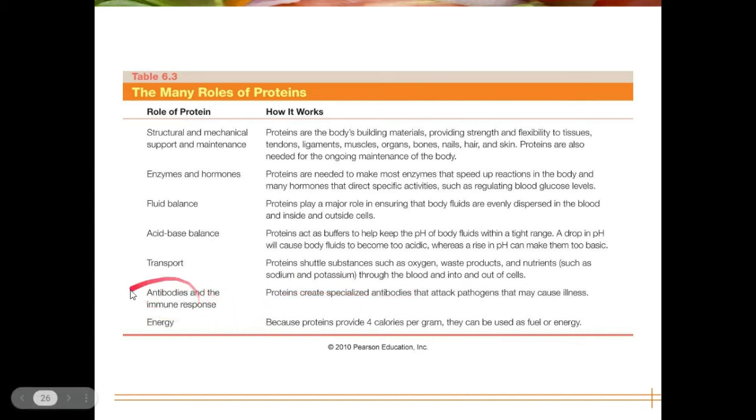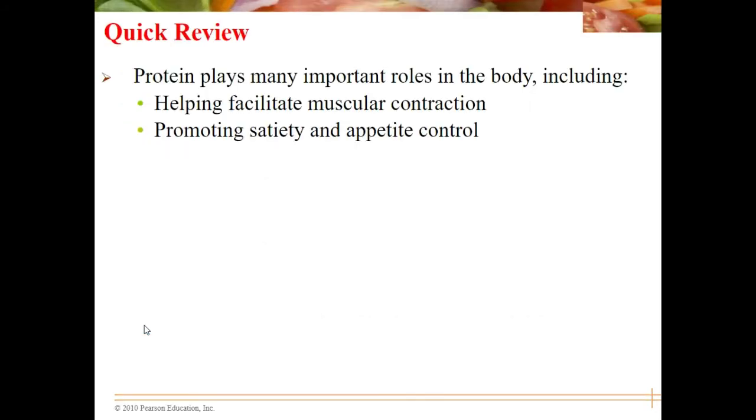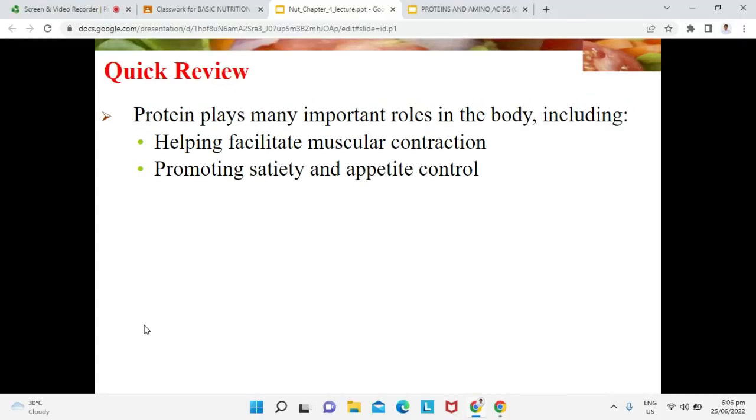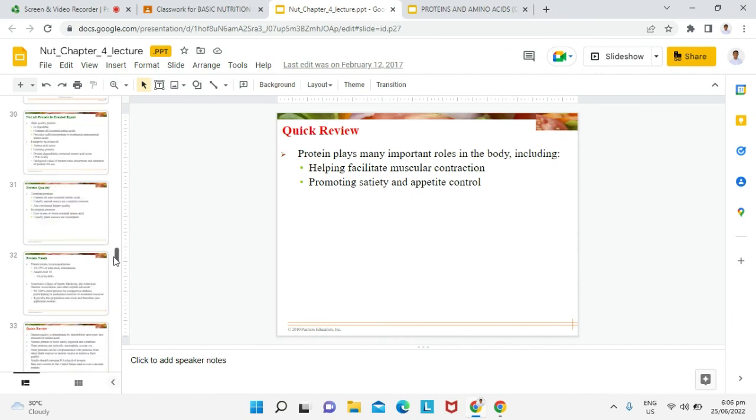Antibodies and the immune response, mao ni siya ang very important function of protein. In order to support healthy immunity, dapat sakto imong protein status. Okay? So that means if protein deficient ka, if na kay protein energy malnutrition, then your immune function would be compromised. Okay? So, a quick review, proteins play many important roles in the body, including helping facilitate muscular contraction, promoting satiety, and appetite control. Okay.